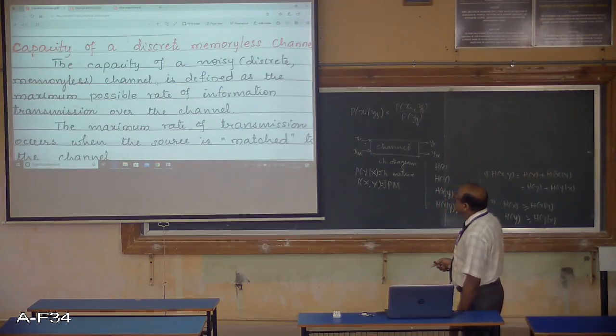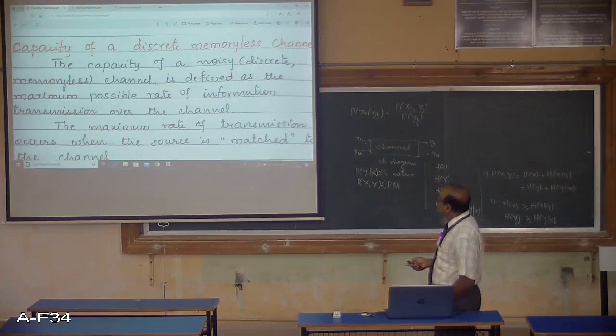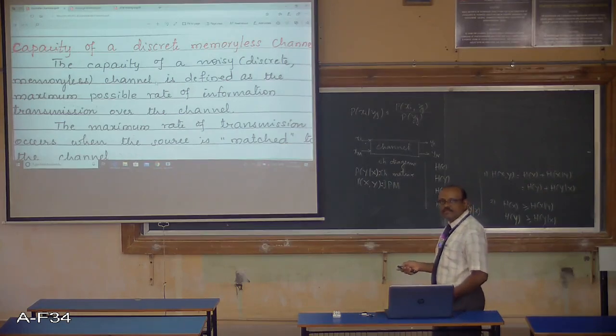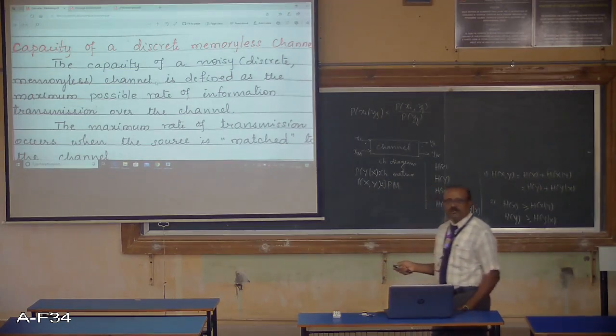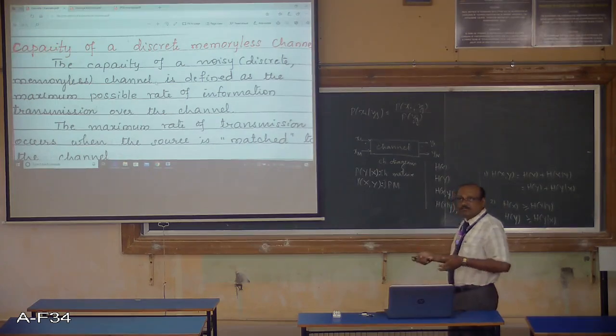The next parameter with respect to information transfer is the capacity of a discrete memoryless channel, which we call channel capacity. The capacity of a noisy channel is defined as the maximum possible rate of information transmission over a channel. So the information transfer Dt is mutual information multiplied by symbol rate, and when this data transfer is maximum, that is the capacity.